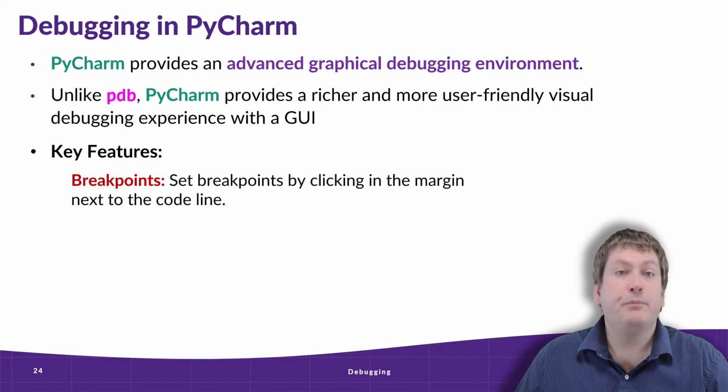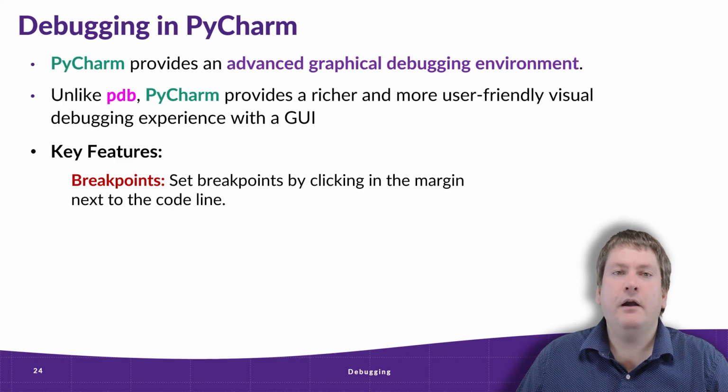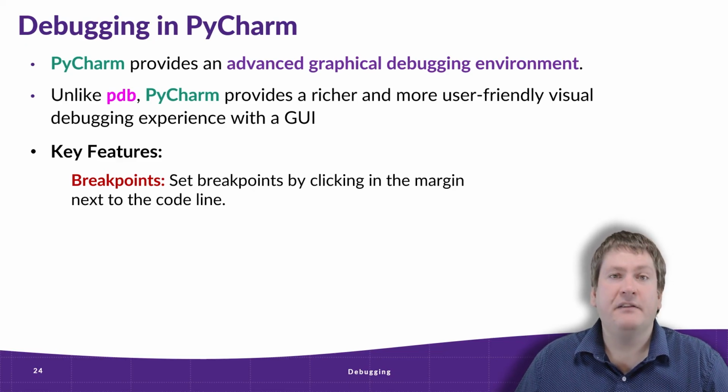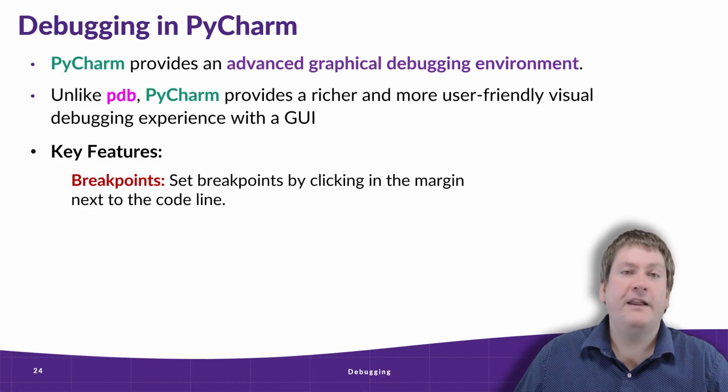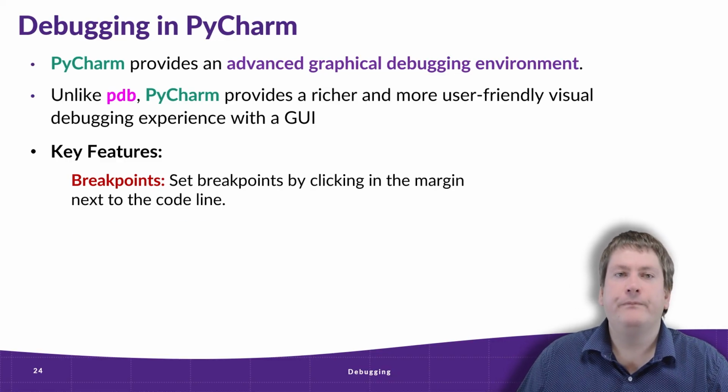And the first are breakpoints. I already mentioned breakpoints briefly, but what these are, points we can set in our code that tell the debugger to pause at this point and allow us to inspect the current values of variables, even modify them, or step through the program one line at a time to get an idea of how everything's working.